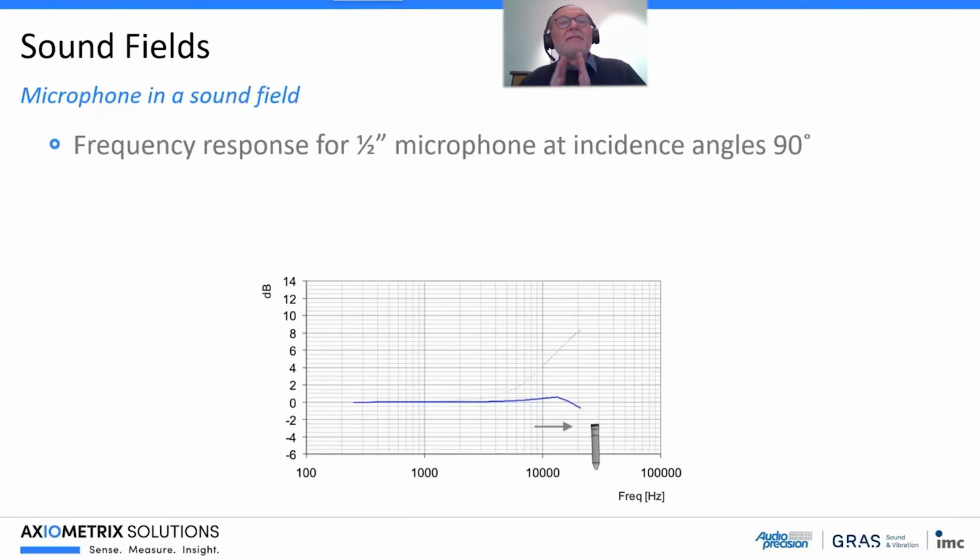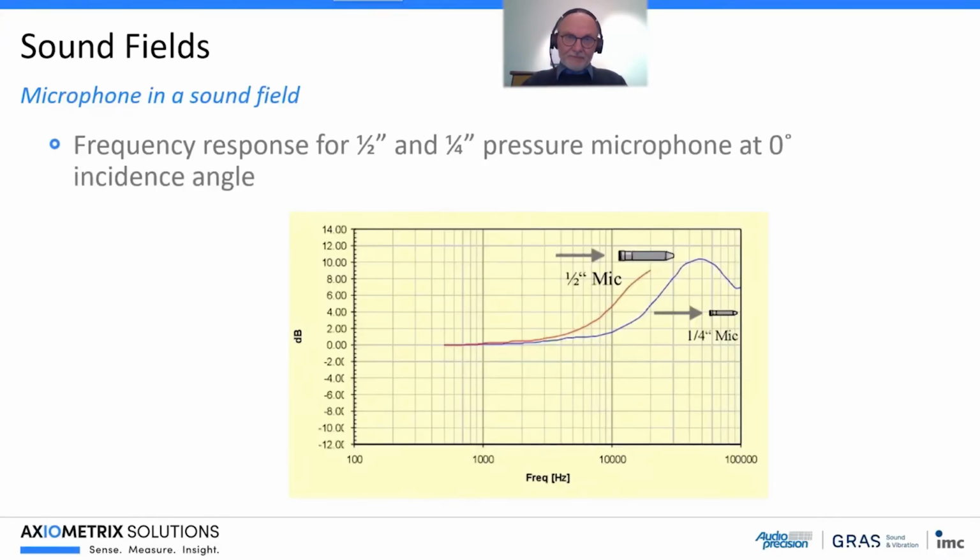And we can actually see it here. This is the blue curve with 90 degrees incidence. Then we have a very flat curve, while the dotted line is when we are pointing directly at the source, 0 degrees of incidence. Here it is shown with a half-inch microphone and also a quarter-inch microphone.